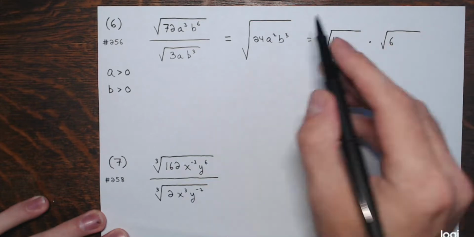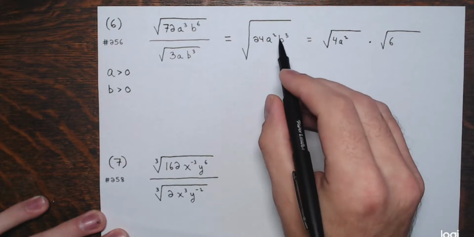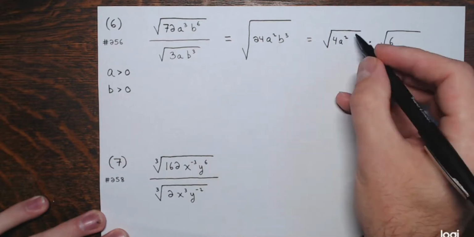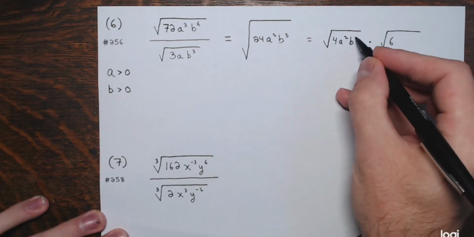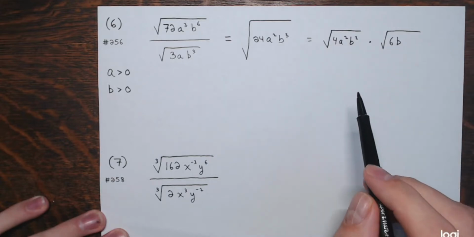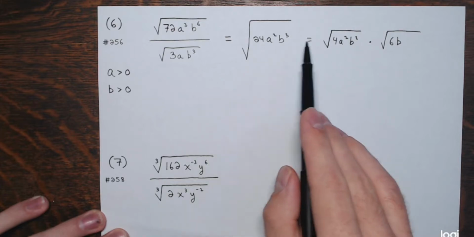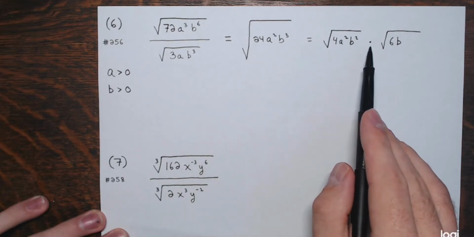A squared is a perfect square, so I'll put that in with the 4. And then b cubed is not, but b squared is, right? I can break up b cubed to b squared times b. Right? So I've broken up the square root of 24a squared b cubed to the square root of 4a squared b squared times the square root of 6b.